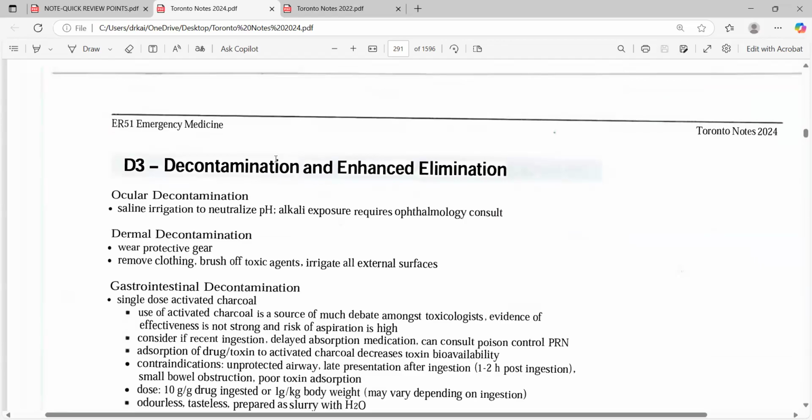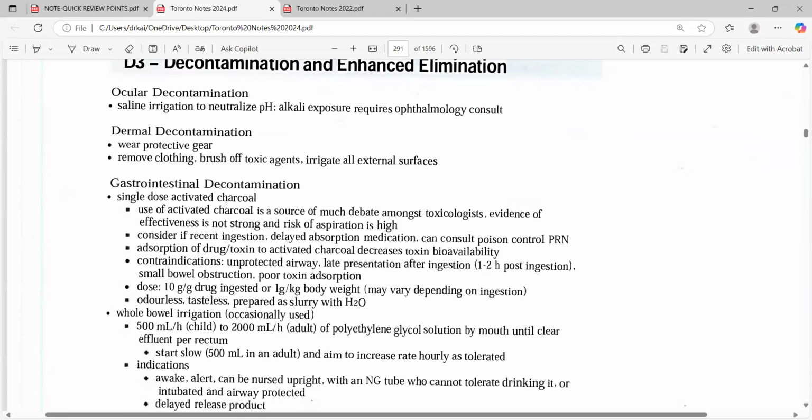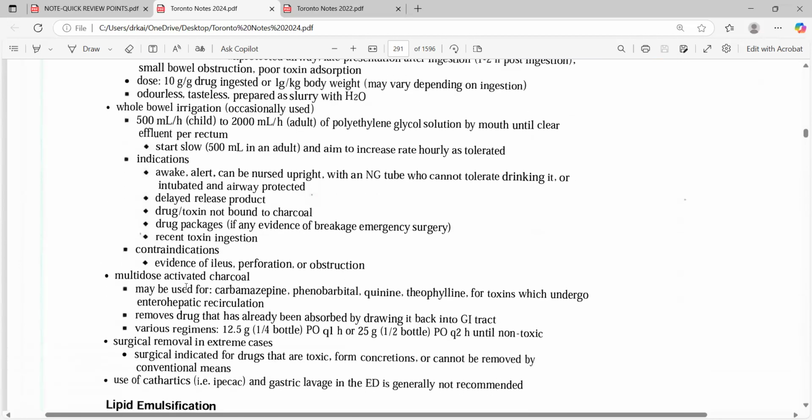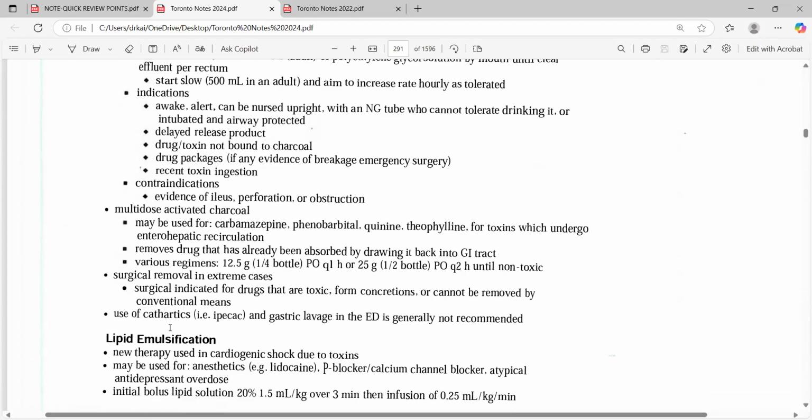Then decontamination and enhanced elimination. Ocular decontamination, dermal decontamination, then gastrointestinal decontamination. Ocular, where we use saline, we already discussed. Dermal, where we use protective measures. Gastrointestinal, where we give a single dose of activated charcoal, and then whole bowel irrigation. So just for your reading: multi-dose activated charcoal, surgical removal.